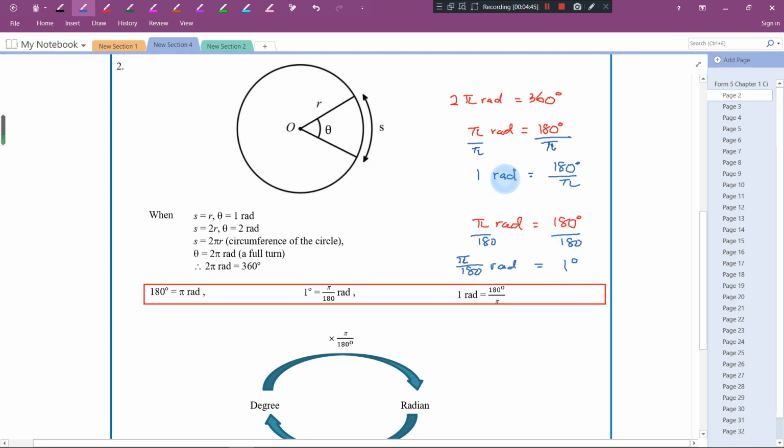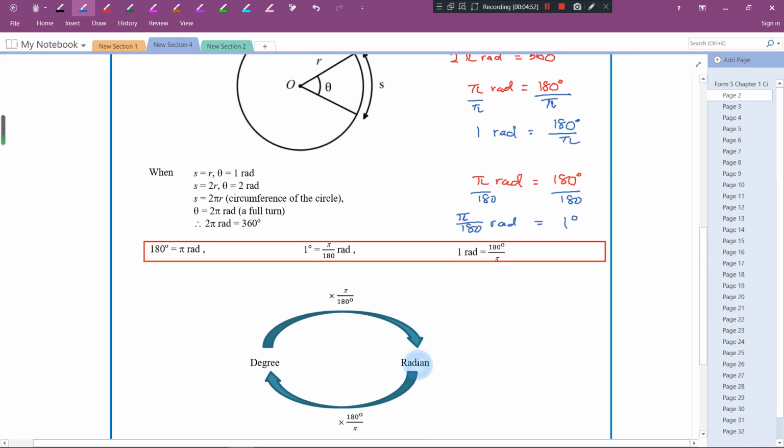Okay, now radian convert to degree, you have to times 180 over pi, which I show you here. And degree to radian, you have to times pi over 180. Okay, so some students will get confused about this too. So if you cannot remember, you can think this way.